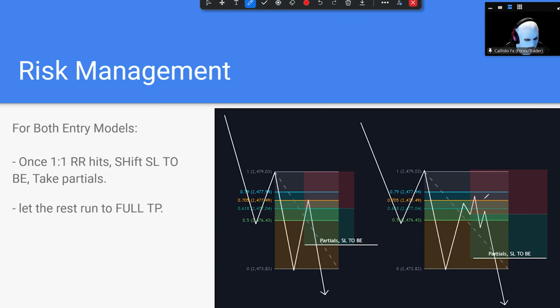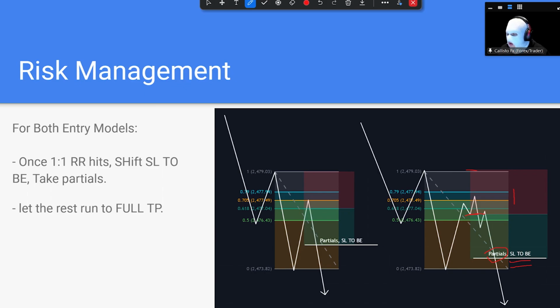So same thing for this area here. Once you enter at the change of character for the safer entry, right? You enter the change of character, stop loss above the high. Your take profit should be a little bit further down because I assume that your stop loss will be a little bit larger, right? To give it a bit more room to breathe as well. After you waited for a lower time frame confirmation to take a sell. But same exact thing, same story again. No matter how big your stop loss is, right? 1:1 risk-reward ratio. Once you hit that, take partials, SL to BE.